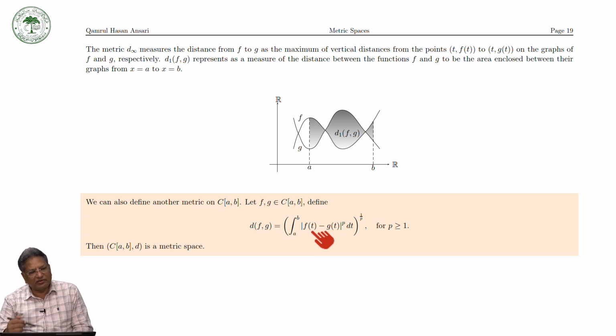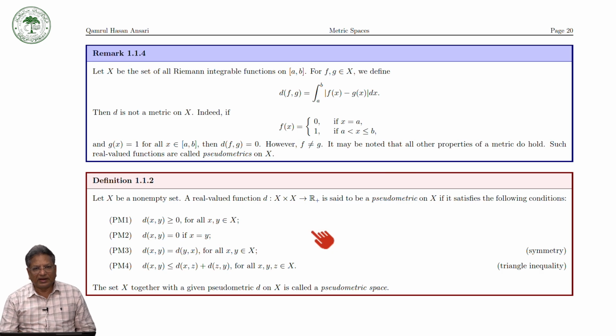So you can see that we have defined three different kinds of metrics on C[a,b]. Keep in mind, again I am repeating, we can always define a discrete metric everywhere. On every non-empty set we can define a discrete metric. Let us see here.